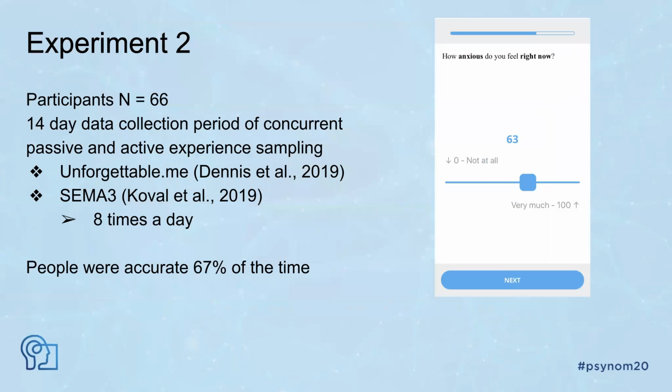We also ran a second experiment, and the purpose of this experiment was exactly the same on most dimensions, except in addition, we queried people about their emotions at different times during a 14-day period. So in addition to Unforgettable Me, we used the CIMA3 app to prompt them 8 times a day about how they were feeling on 11 discrete emotions. So this is a replication and extension of the first experiment, and people were accurate about 67% of the time in this case.